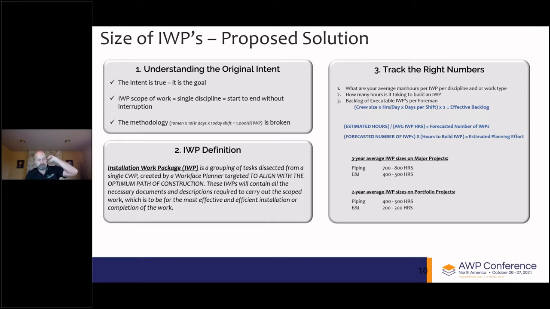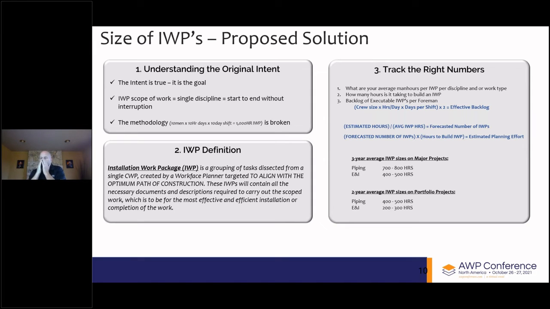There are some cool formulas then that, from this information, when you start tracking it, your estimated hours divided by your average IWP hours will provide you the forecasted number of IWPs on your next project. You then take that forecasted number of IWPs and multiply it by the hours that it's been taking you to build IWPs. You then have a very accurate estimate of the effort it's going to require to build those IWPs.